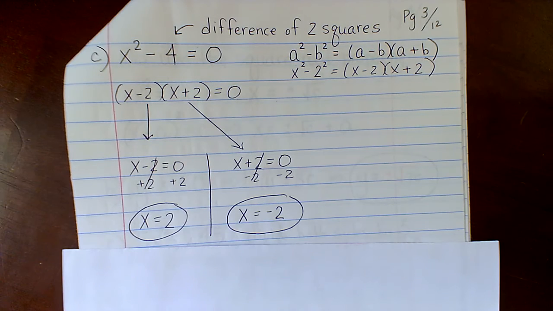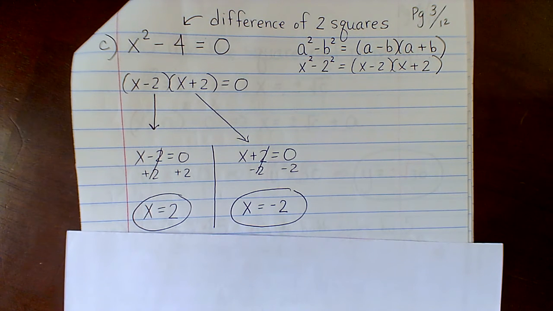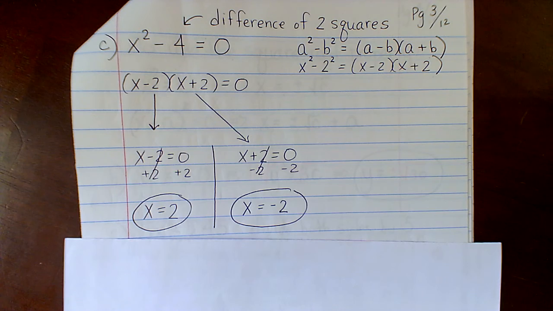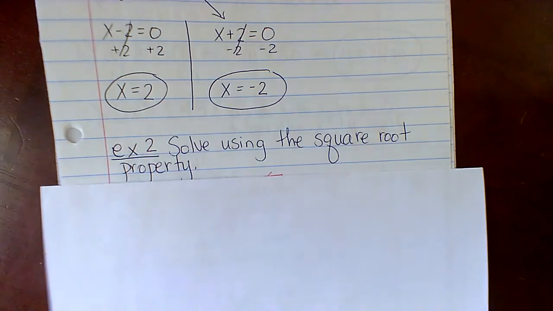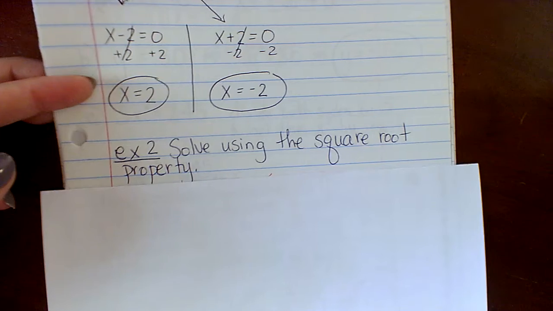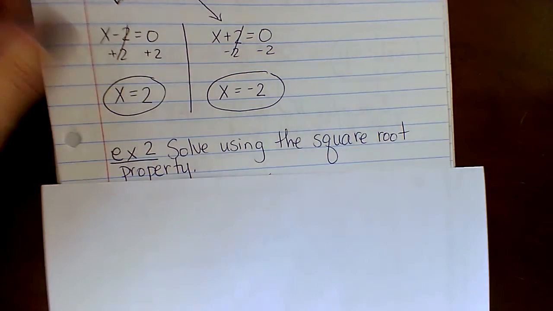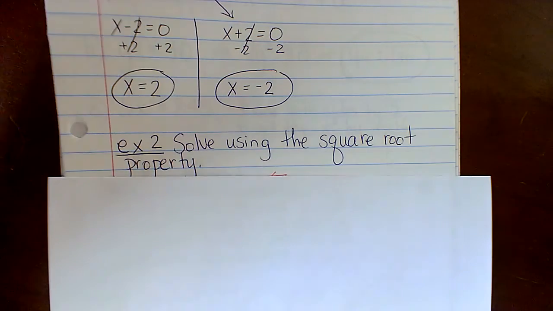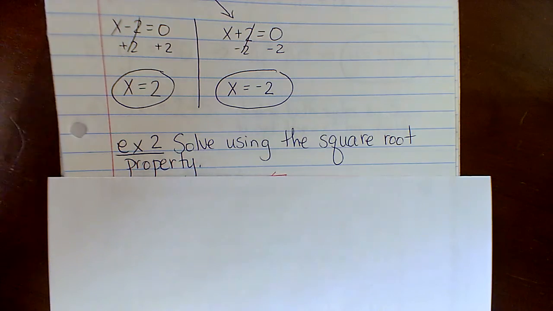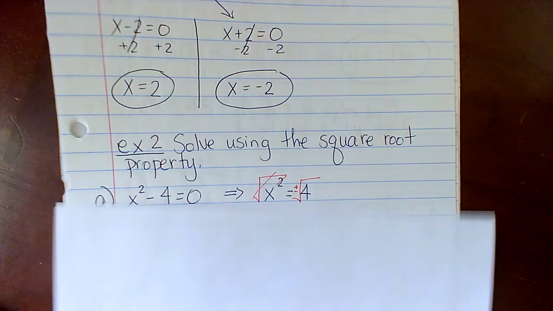Alright, so splitting those apart and then solving those separately, we end up with the two solutions of x equals 2 and x equals negative 2. Alright, so now we get to do some new stuff. Solving using the square root property. The square root property is awesome. It only works in special cases, but when it does work, oh my goodness, it is so great to use.